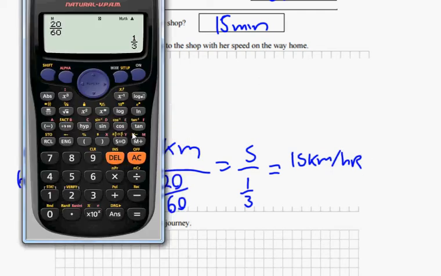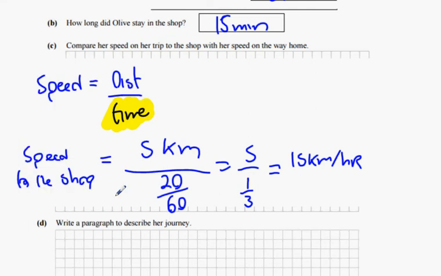The other way to do it is to mark off 5 like this with the button, and then divide it by 0 and 20 minutes. You can do it this way as well if you don't want to do the conversion, and what you get here is 15 that way as well. So that speed to the shop is 15 kilometers an hour.